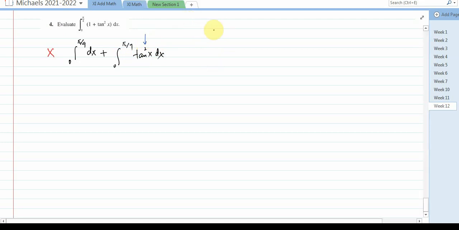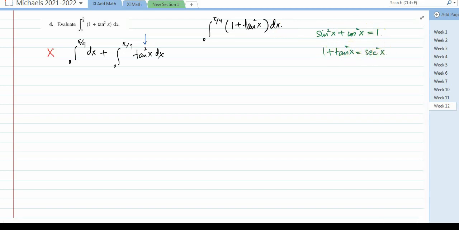So what is the correct approach to start this question? Integral from 0 to pi over 4, 1 plus tan square x dx. Now let me recall the identities we have learned in trigonometry. You all know that sine square x plus cos square x equals 1. Similarly, we know that 1 plus tan square x equals sec square x, right? So we are going to use that identity here. So the integral of 1 plus tan square x is equal to the integral from 0 to pi over 4 of sec square x dx.